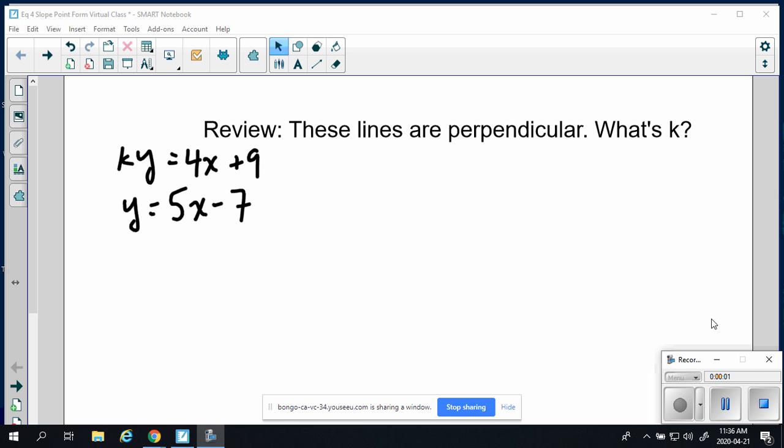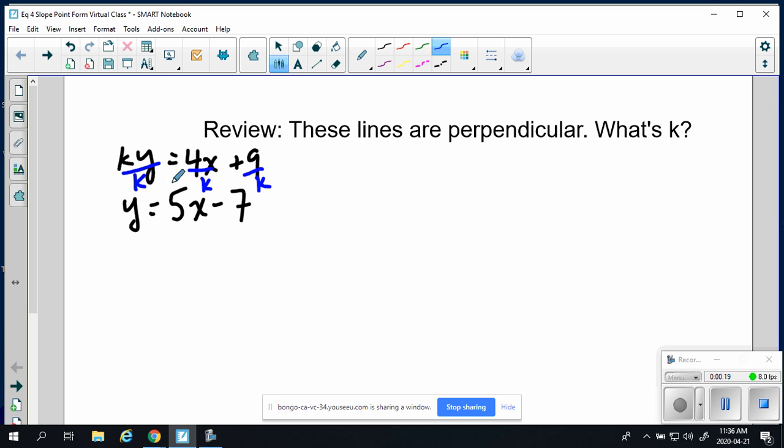Actually from a previous lesson. These lines are perpendicular. What is the value of k? So firstly, we want to make sure they are in y equals mx plus b format. And the reason we want to do that is because then you can read the slope.